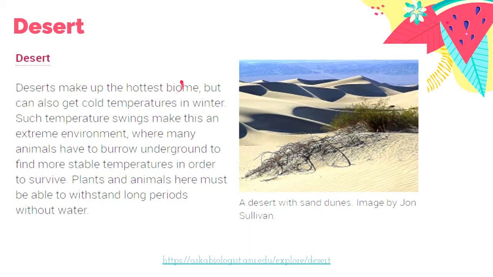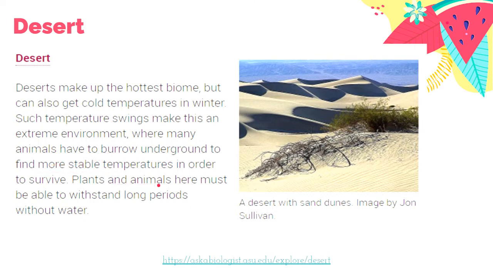Deserts make up the hottest biome, okay? But they can also get, as we've mentioned, extremely cold temperatures during winter. Okay, one major feature of commonly known deserts are sand dunes. Okay, and such temperature swings make this an extreme environment. We've mentioned that. Mostly, animals tend to burrow underground to find more stable temperature.